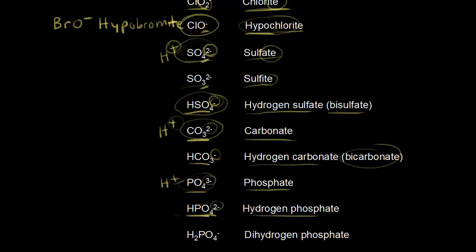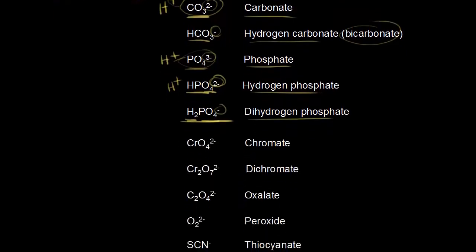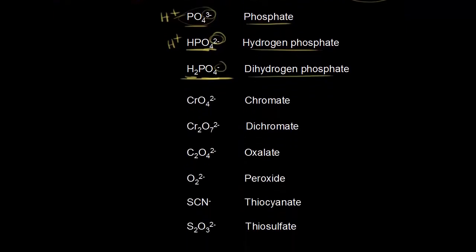All right, let's add on a proton to hydrogen phosphate. So we're adding an H+ onto hydrogen phosphate. That would give us 2 H's, right, PO4, and we'd go from 2- down to 1-. So H2PO4- is called dihydrogen phosphate. All right, let's continue on. One more set of polyatomic ions to know.